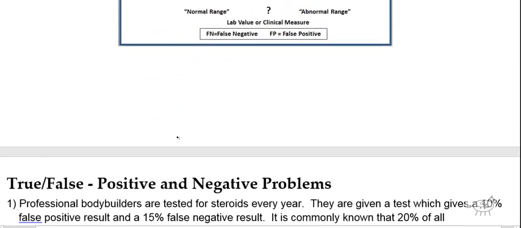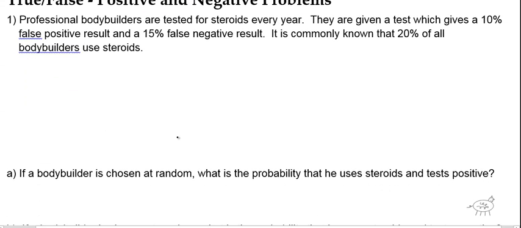Okay. So let's try a problem here. Professional bodybuilders are tested for steroids every year. They are given a test in which there is a 10% false positive result and a 15% false negative result. It is commonly known that 20% of all bodybuilders use steroids. All right, so this is what I suggest you guys do. I left a nice big space here. First of all, I know that 20% of bodybuilders use steroids.